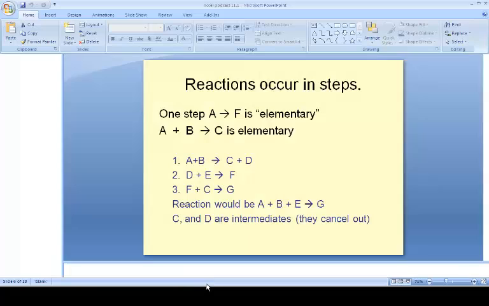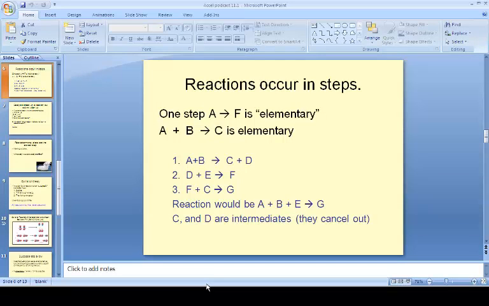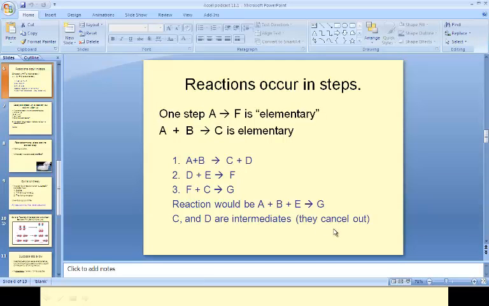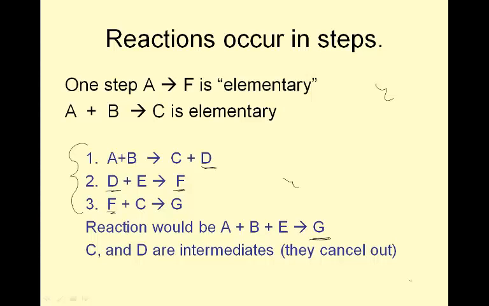Isn't that interesting? Okay, so C and D are intermediates. Notice how they would cancel out. Oop, I said C and D are intermediates. C actually is an intermediate, so is F. So C cancels, D cancels, F cancels.